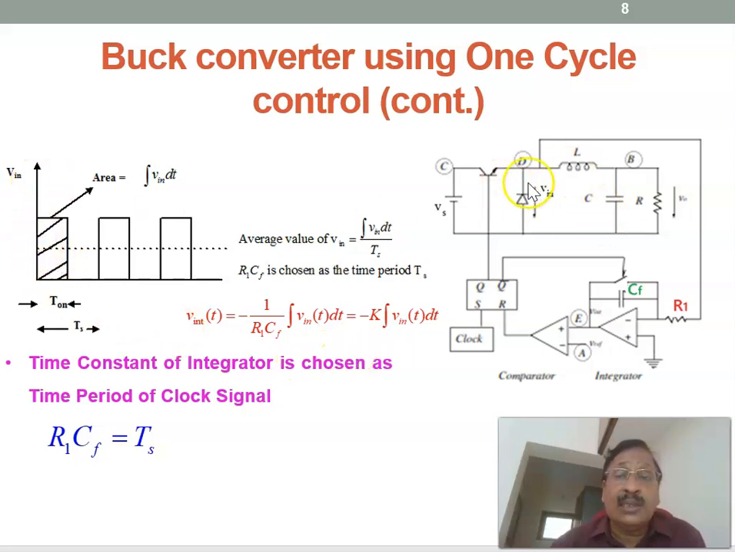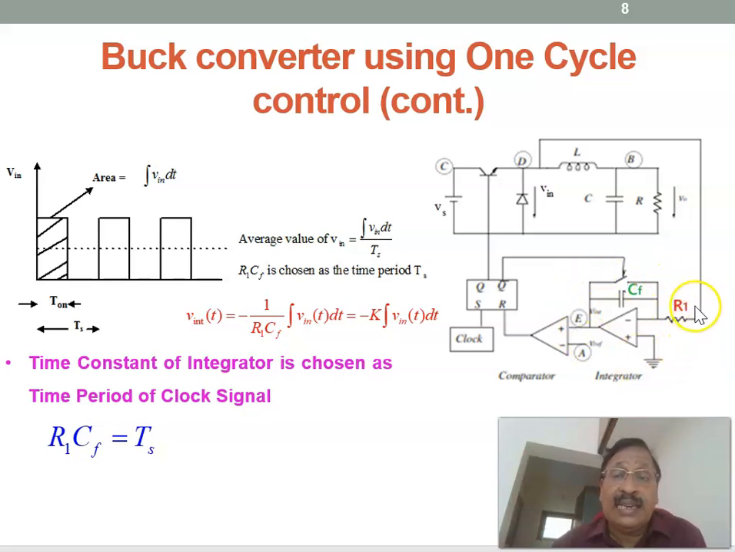And the voltage across the diode is shown here. Actually, the output voltage is the average value of the voltage that is coming across the diode. That is why we are connecting a low pass filter that will be rejecting all the harmonics and will be passing only the average value or DC value of this signal. Therefore, this is the average value of the signal that is available across the load. Therefore, the average value of this voltage is nothing but integral V in dt divided by Ts, where this integration time constant, that is R1 and Cf, is called the integration time constant.